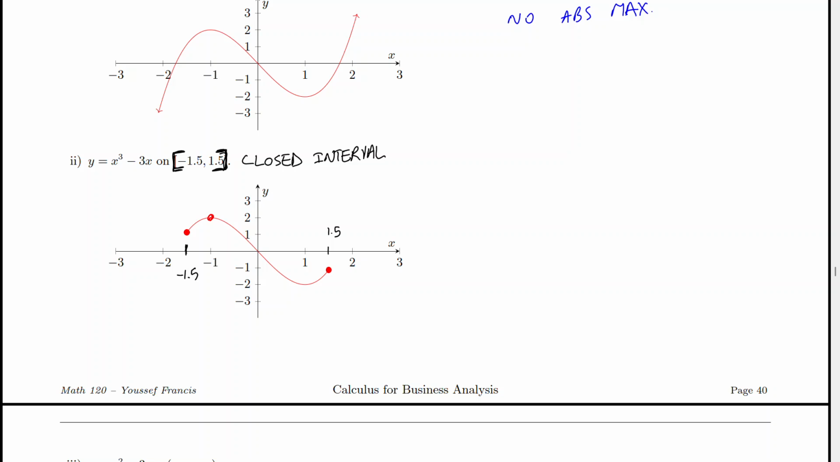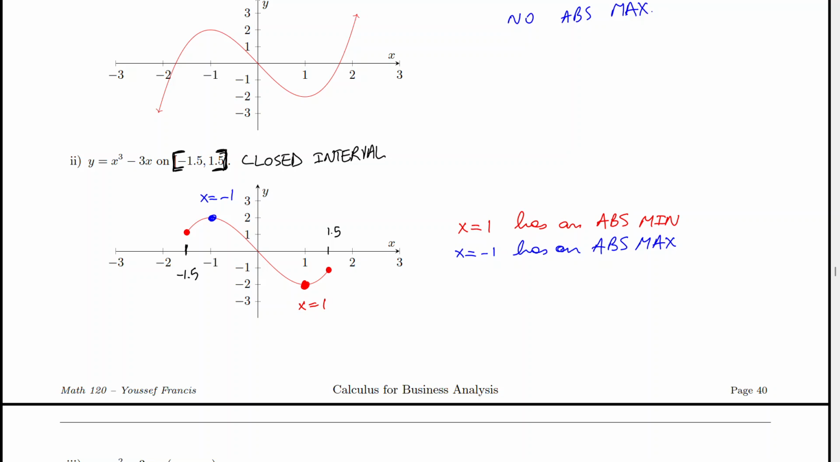At -1, the point there is the highest point in the whole graph. So at x equal to -1, we actually have an absolute maximum. And at the other location, where x is equal to 1, this is the lowest point there is. And at this location, the point is lowest, the graph is lowest, so there will be an absolute minimum at that location.